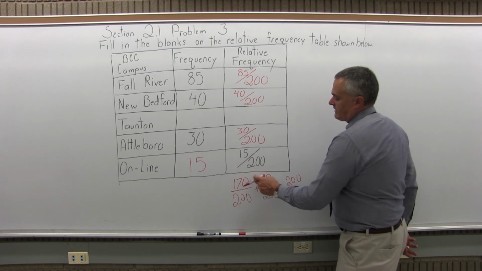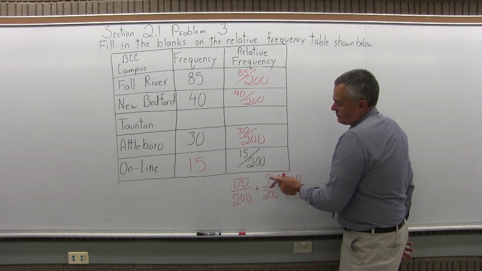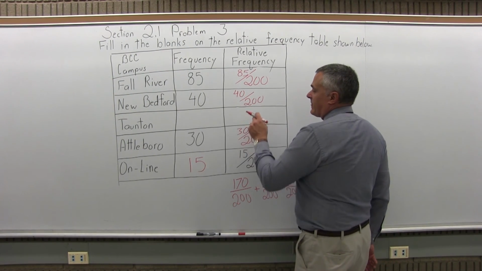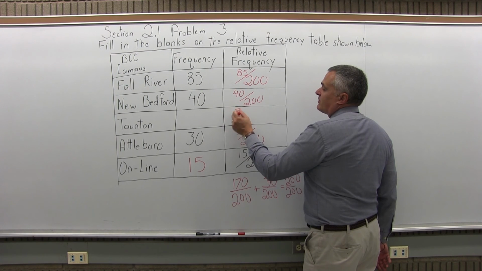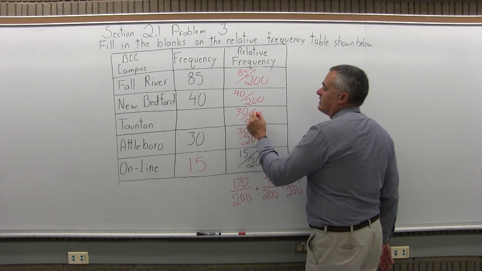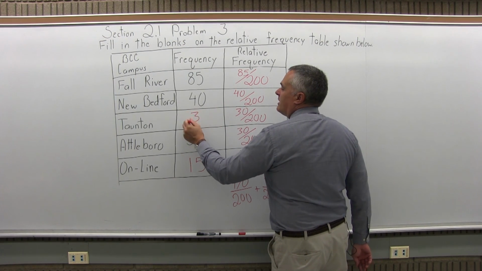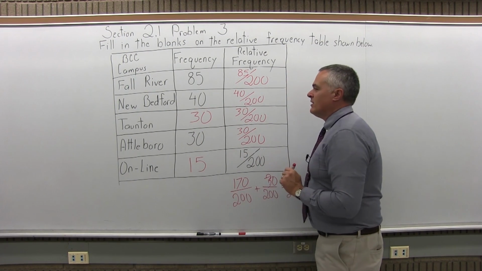Well, when you see 170 plus some unknown amount adds up to 200, the unknown amount must be 30. So I have a relative frequency of 30 over 200 for Taunton, which means the numerator here, the 30, would be the frequency. And now we've filled in all the blanks.